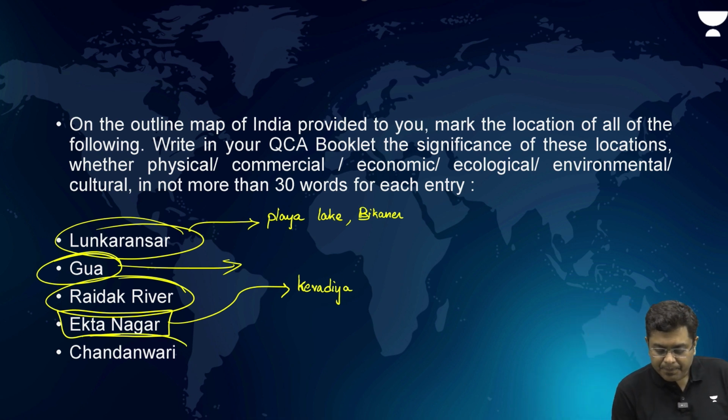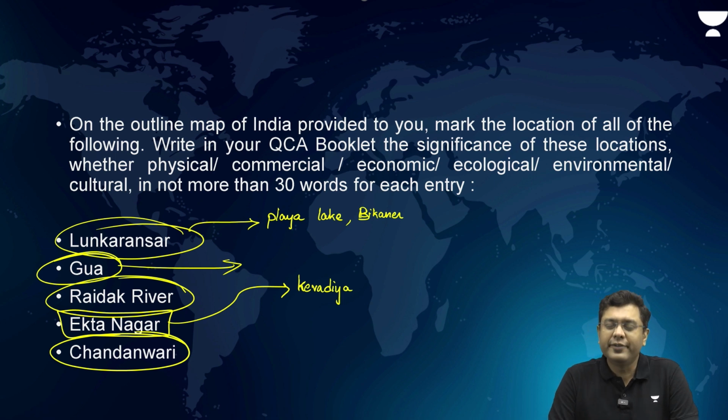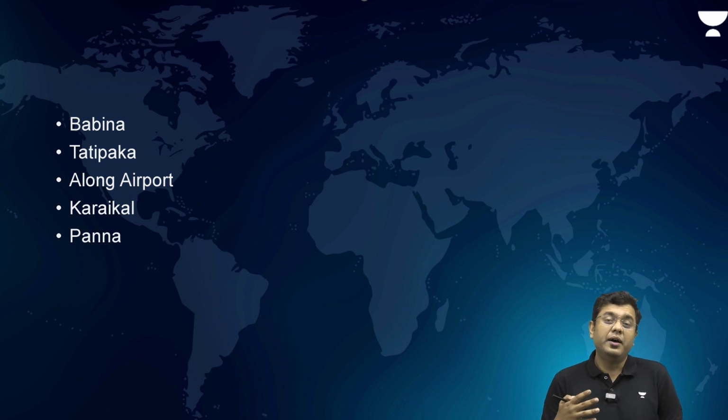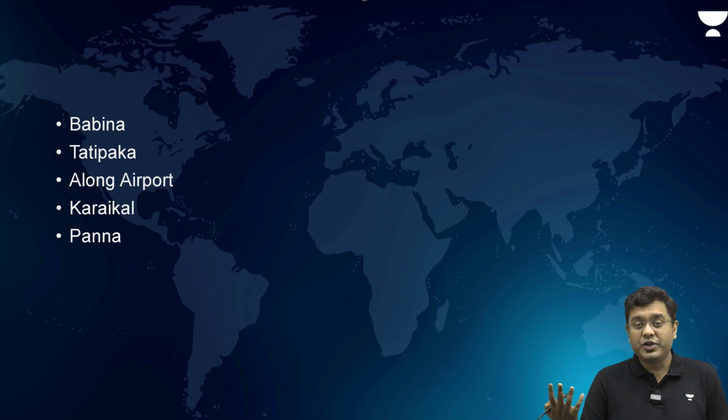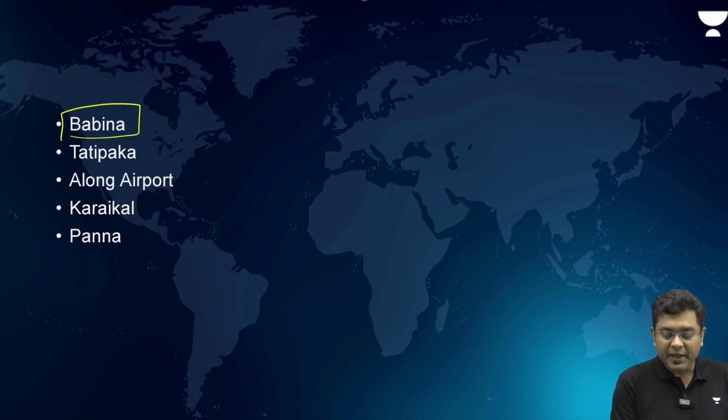Then Chandanwadi, it is situated in the region of Pahalgam. This is where the Amarnath Yatra marks its onset from the region of Chandanwadi. Then Babina, it is a region in Jhansi which is famous for a very large army cantonment area. So that is where Babina is.